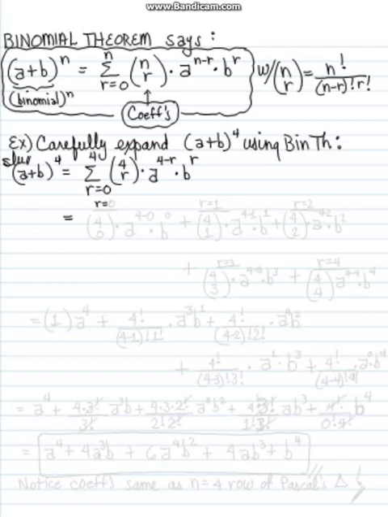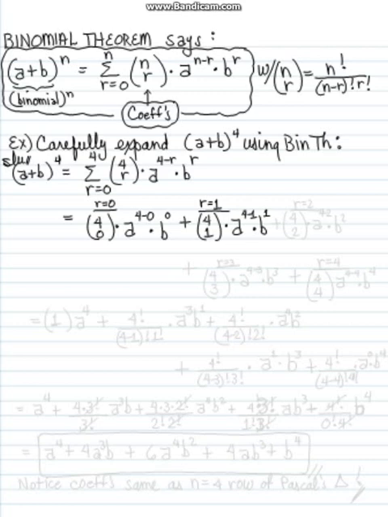Okay, now we're going to go ahead and calculate the expansion. So we're going to start first by letting r equal 0 and figuring out what the term is when r is equal to 0, and add that to the r equal 1 term, add that to the r equal 2 term, etc. Let's see what we get. When r is equal to 0, this is 4 choose 0 times a to the 4 minus 0 times b to the 0. Okay, how about when r is equal to 1? Then we get 4 choose 1 times a to the 4 minus 1 times b to the 1.